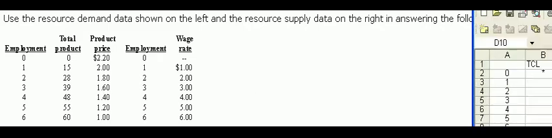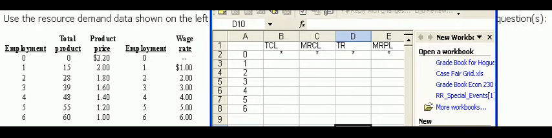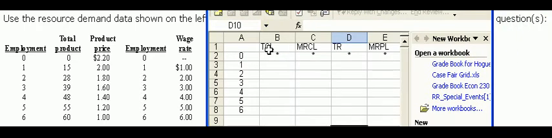So let's bring in a spreadsheet. The first thing that we would need to do is calculate the total cost for labor, because that's how we're going to get the marginal resource cost for labor. The next thing we'll need to do is calculate marginal revenue product for labor, but we'll need total revenue first. So I've put stars all across the rows for the 0 employment level, since there's nothing to calculate.